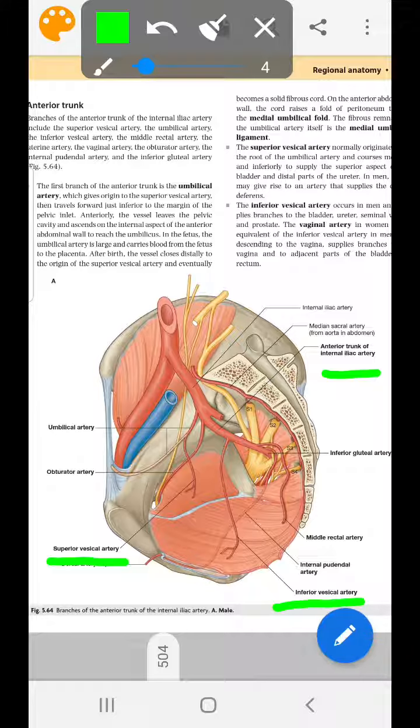So these two arteries, the inferior and the superior vesical arteries, actually supply the urinary bladder. Here it can be seen that the superior vesical artery is actually a branch from the umbilical artery. The umbilical artery has two parts, right? One part doesn't conduct blood, and it's like a ligamentous structure known as the medial umbilical ligament. And the second part is an artery, and it is the superior vesical artery.